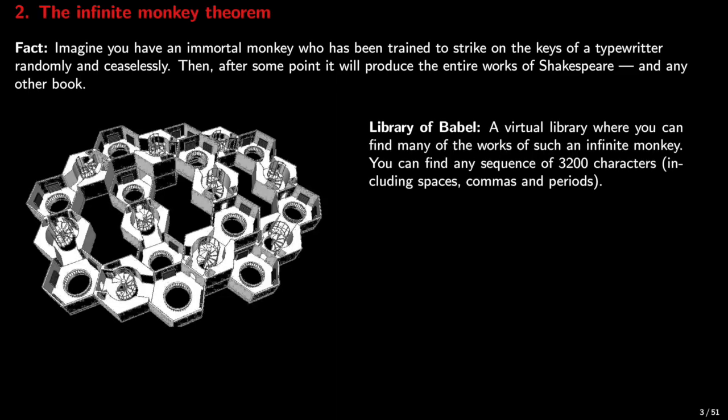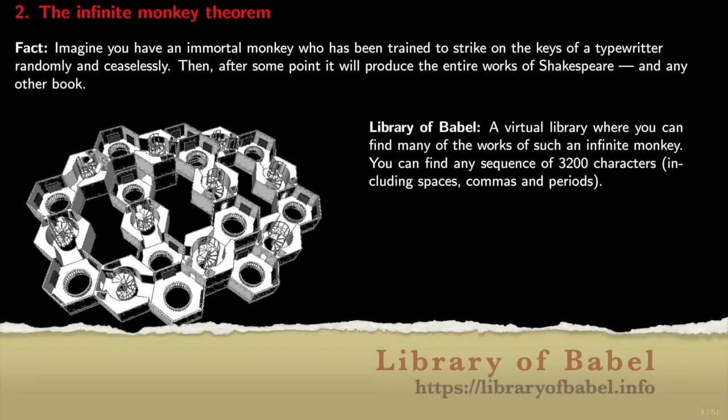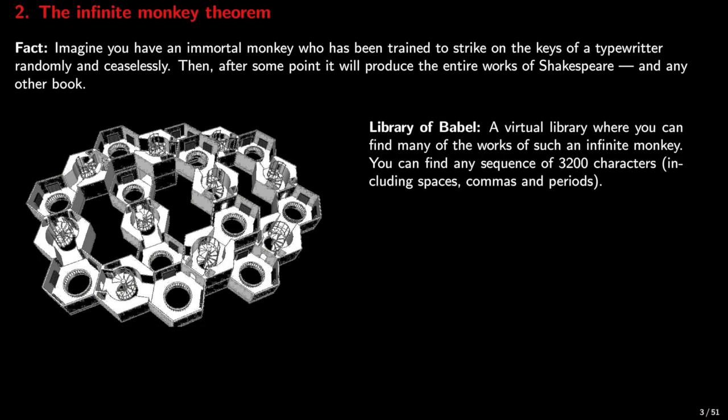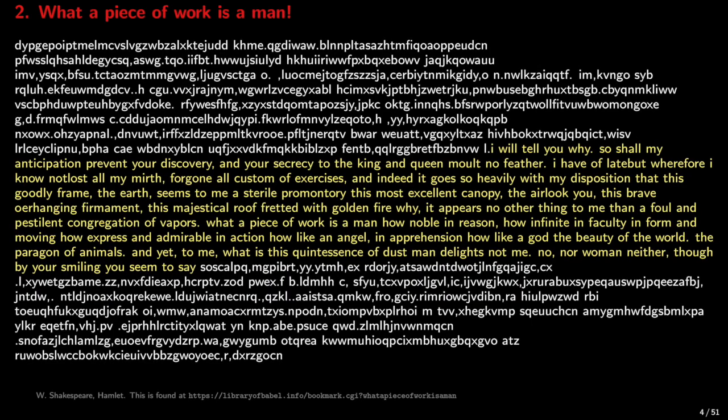There is a project called the Library of Babel. It's a virtual library where you can find many of the works of such an infinite monkey. You can find there an incredible amount of gibberish generated by a monkey. And the software there gives you the possibility to look up anything you like up to a length of 3,200 characters. So anything you type that has at most this length will be found in a book of the Library of Babel. And here's what I did.